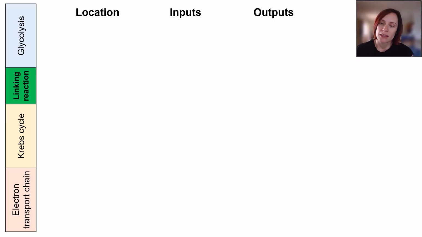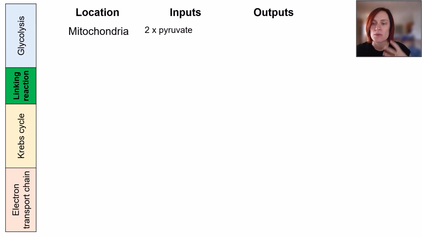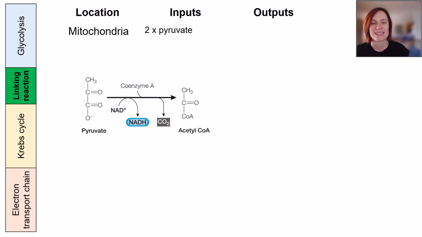Okay, our next reaction is called the linking reaction. It's the next stage, it's the bridge between that cytoplasm and the mitochondria stage. So the pyruvate that was broken down from glycolysis is going to be entering into the mitochondria, so that's our first input. And the reaction that occurs inside is essentially removing carbon dioxide or CO2 from the molecule as a waste product. So this is where our waste products start coming in.